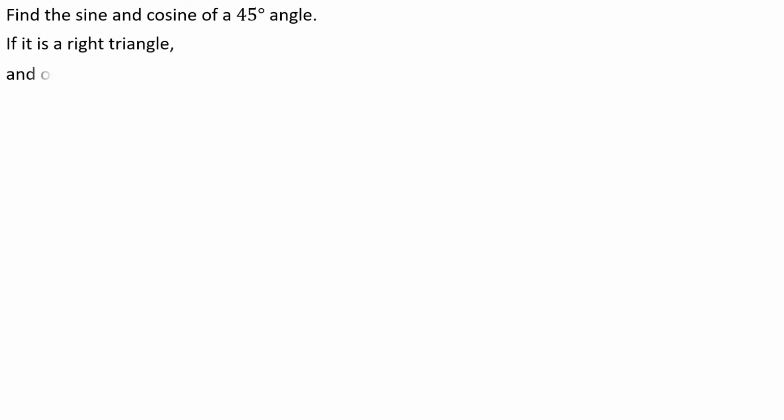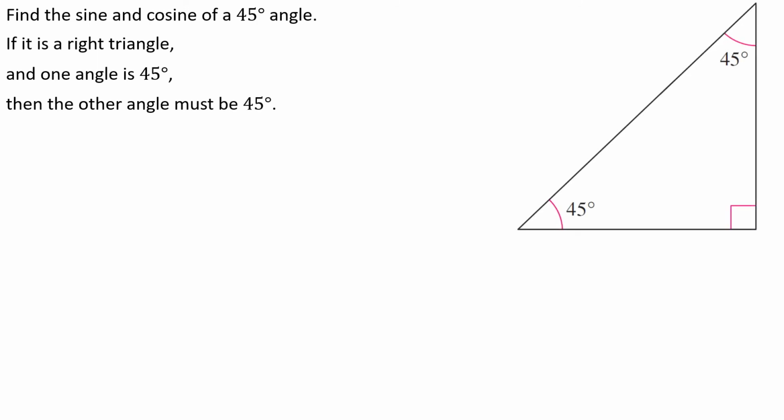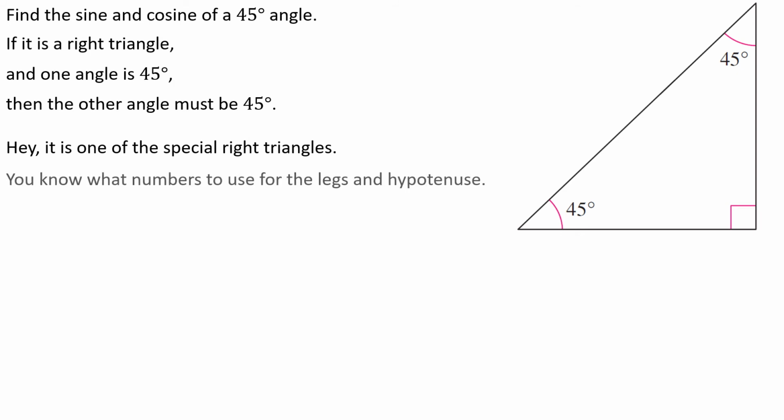Now, if it's a right triangle and one angle is 45 degrees, we know the other angle has to be 45 degrees. And so here is our friendly 45, 45, 90 triangle. All right. So it's a special right triangle. Right? So we know what numbers to use. We can use 1, 1, square root of 2. So pick a 45 degree angle. Doesn't matter which one because we get the same result from either.